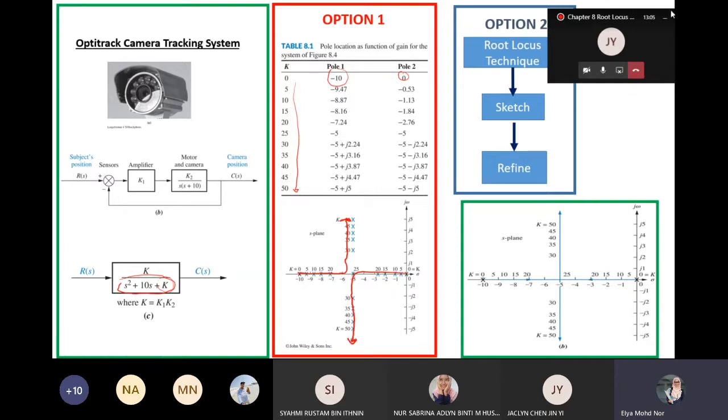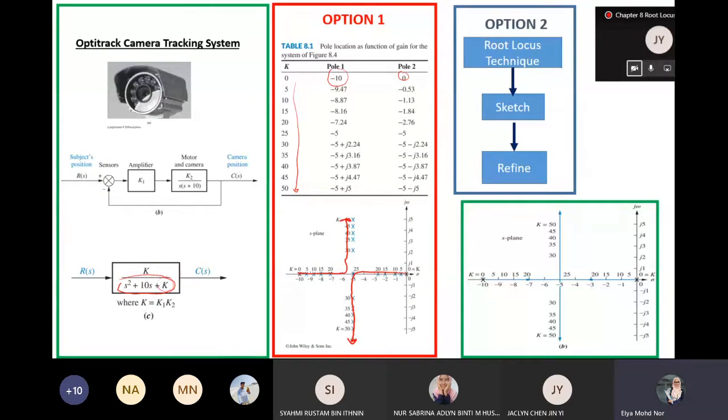Alternatively, another option to do this, okay, is using root locus technique. By using root locus techniques, we eliminate the lengthy table 8.1 that we have to do, and we have to estimate the gain K, K0, K5, K10, and do the computation. Okay. So in root locus techniques, there are two major steps, which is sketch and refine. What we have learned yesterday is sketch. Okay. In sketch, what we have learned yesterday, there are 5 rules.